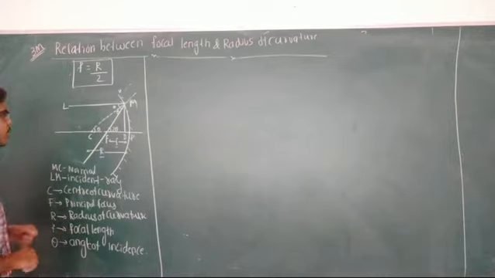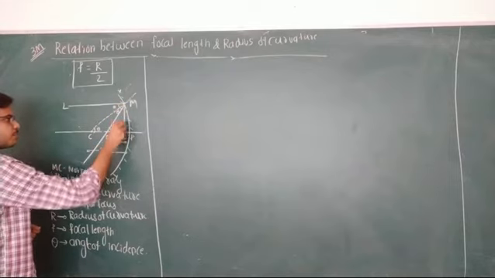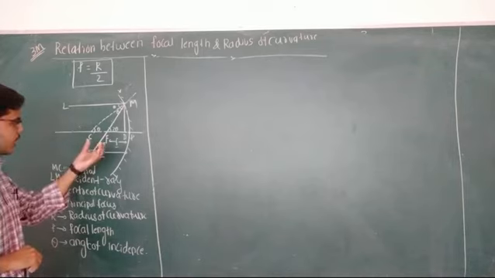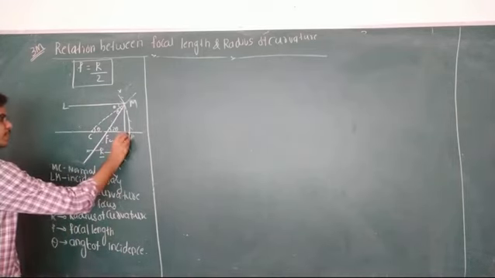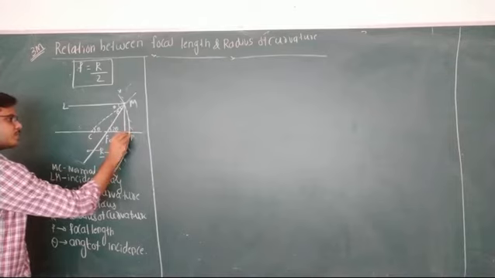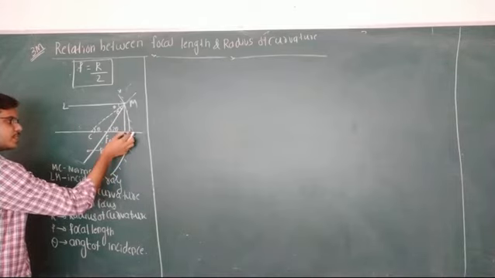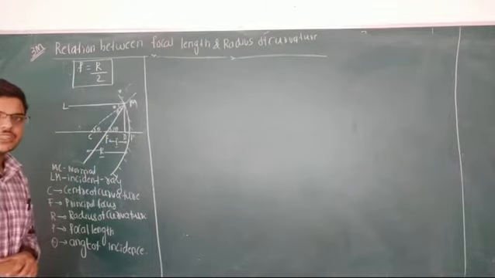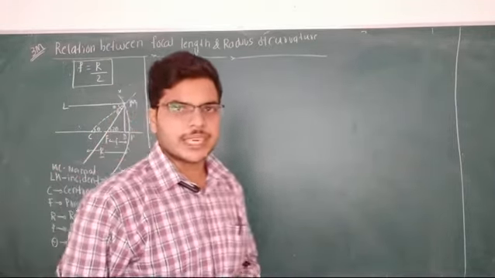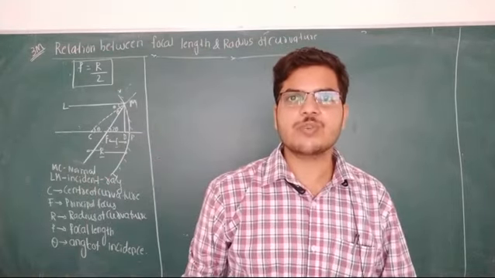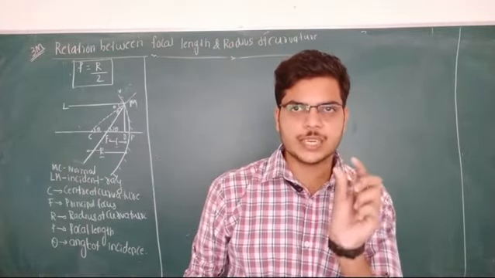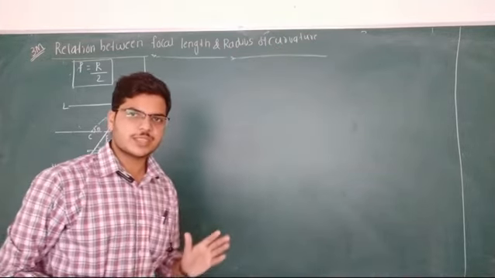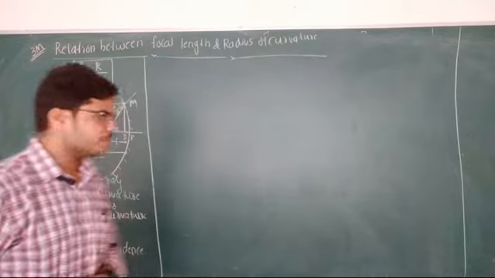Here, we are drawing one perpendicular line M to D on the principal axis. If you clearly observe this diagram, the distance between D and P is very small. We must assume that the distance between D and P is very small, and theta, the angle of incidence, is also very small. By assuming these things, we can derive this relation.